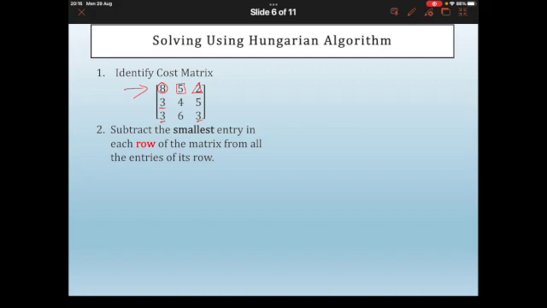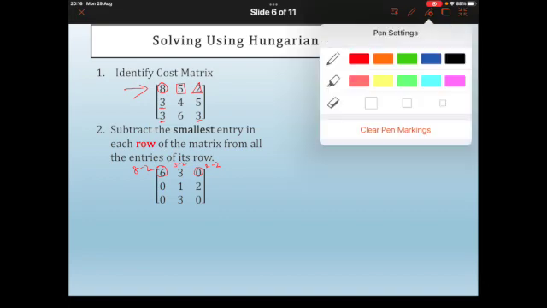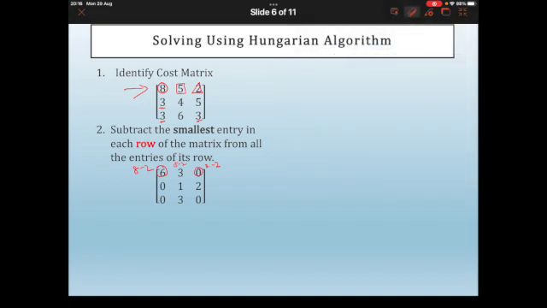Once you have done the row reduction, this is what you get. 6 is actually 8 minus 2. 3 is 5 minus 2. 0 is 2 minus 2. Same with the next row. 3 minus 3 is 0. 4 minus 3 is 1. 5 minus 3 is 2. And so on and so forth. Once you have done that, what I would like all of you to look at now is actually the column.